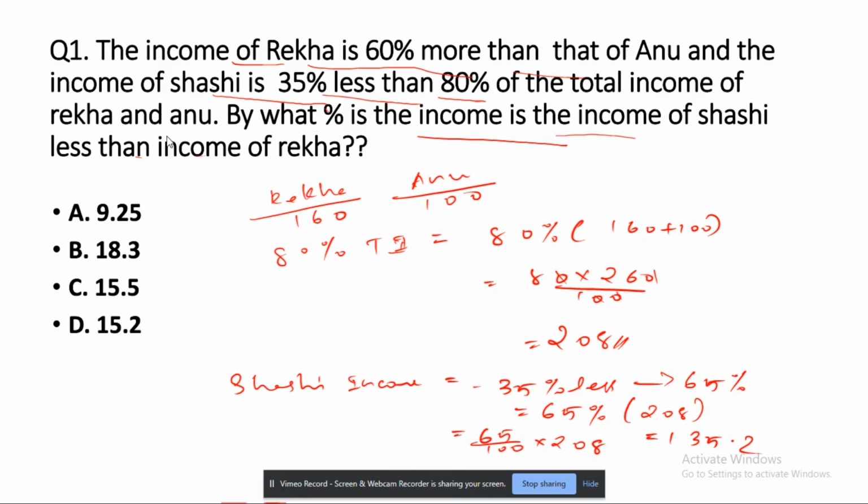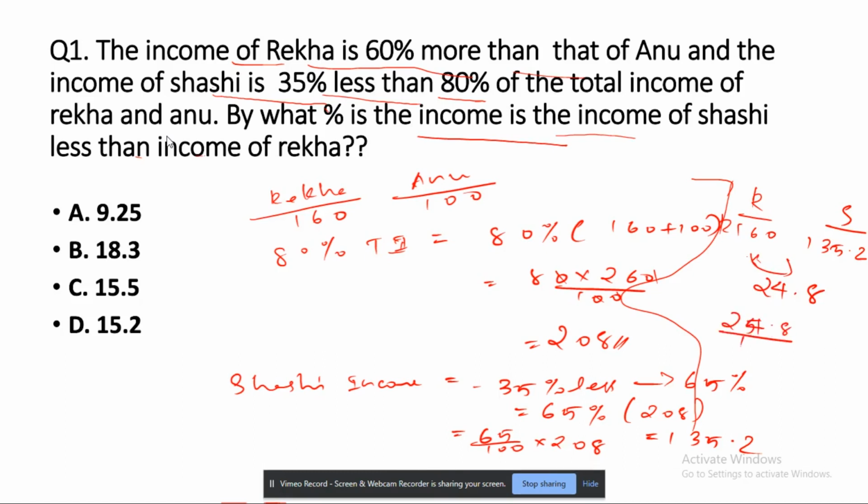Now we have to find by what percent the income of Shashi is less than income of Rekha. So the Rekha income is 160 and Shashi's income is 135.2. So the difference between these two is 24.8. So we can write 24.8 divided by 160 into 100, that is 15.5. So the answer will be option C, 15.5. Let's go to the next question.